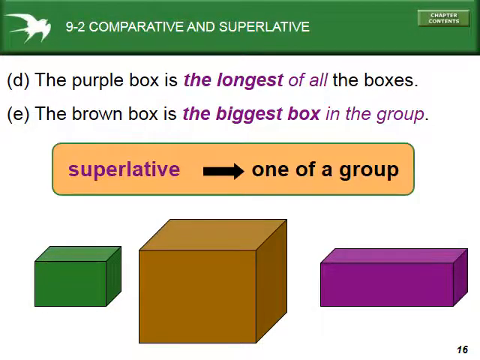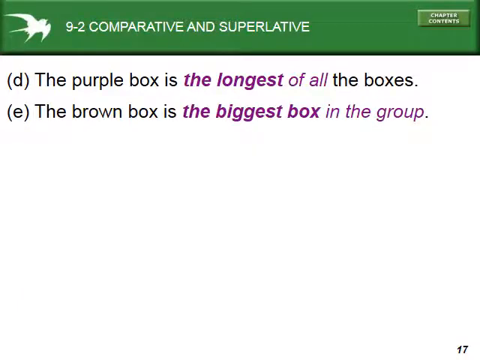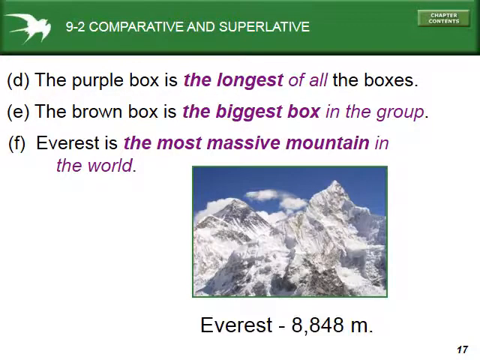So in this case here we're looking at a superlative. So the purple box is the longest of all the boxes. The brown box is the biggest box in the group. So while a comparative is comparing two things, a superlative is really talking about one thing in a group, the best or the most whatever of something in a group. So a comparative just means between two things, whereas a superlative would be between more than two things. So here we can say Everest is the most massive mountain in the world.